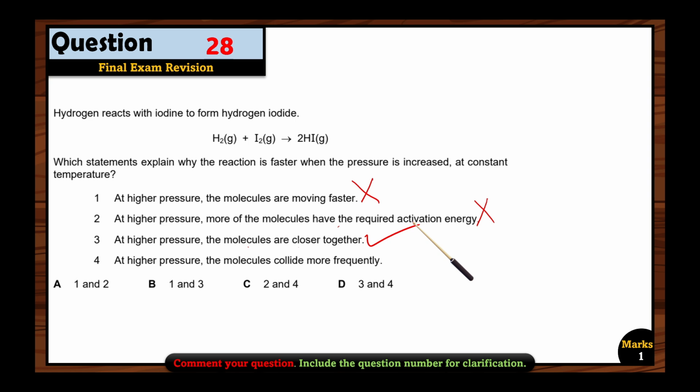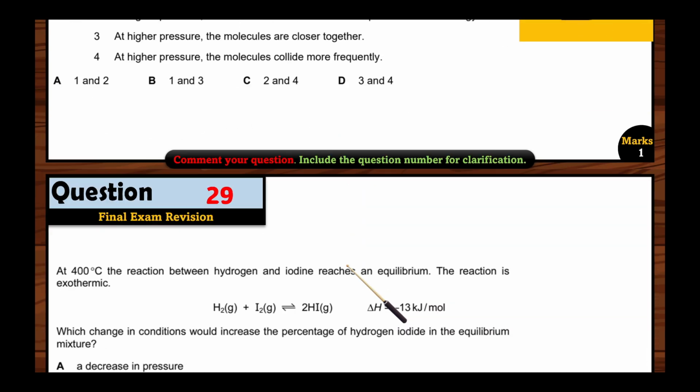At higher pressure, the molecules collide more frequently. Yes, that's also right, because when they are closer together, they will collide more frequently. So option 3 and 4 are right. That is option D. So option D is the correct option.